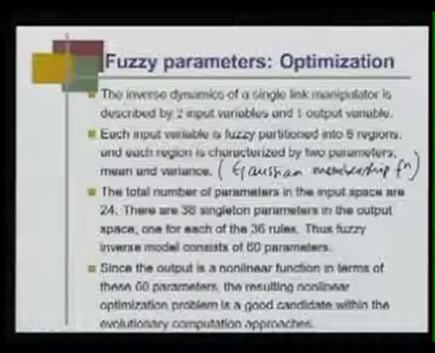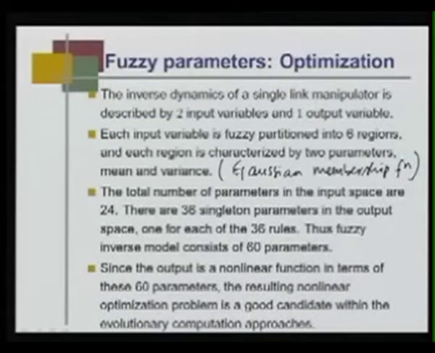So, that is 36 parameters, meaning if x1 is A1, x2 is A2, then y is a specific value, y is 10 units, y is 20 units, y is 40 units, like that. Singleton value means it is a precise value. So, there are 36 singleton parameters in the output space, one for each of the 36 rules. Thus, the fuzzy inverse model consists of 60 parameters, 24 plus 36.